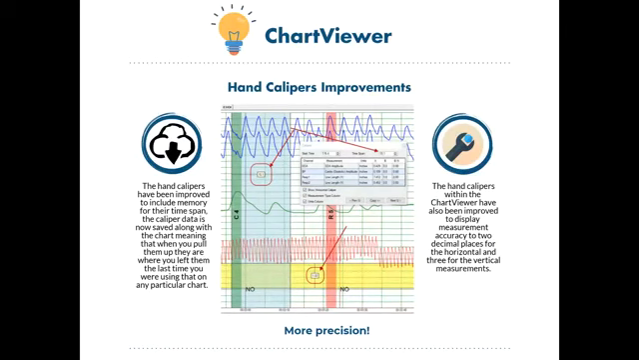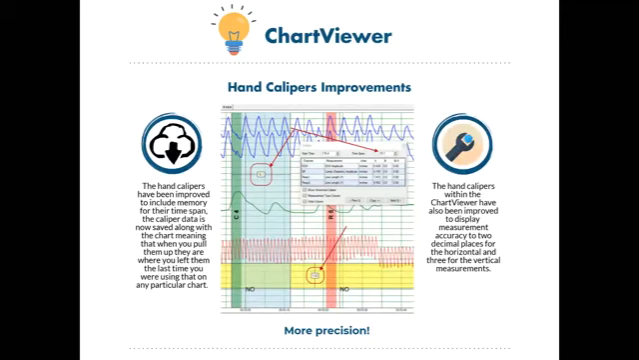Made some improvements in the hand calipers, mainly for the accuracy of them. So the time span bar used to be within seconds. Now it's down to tenths of a second, and the horizontal measuring caliper will go down to hundredths of a second, sorry, 2 decimal places.